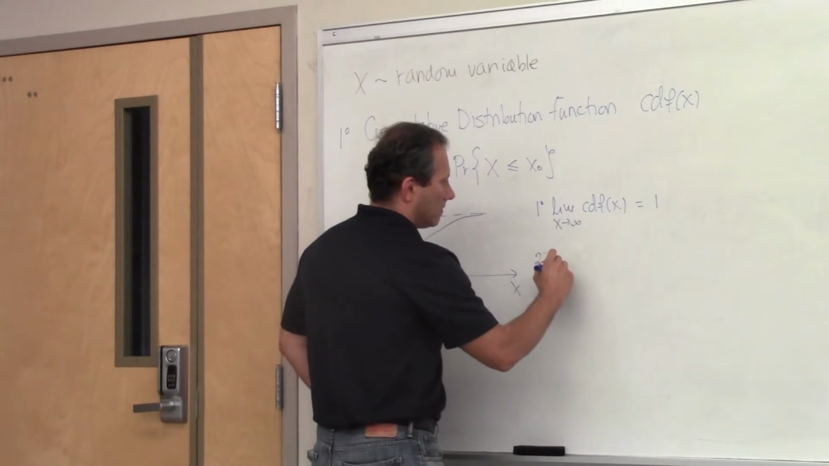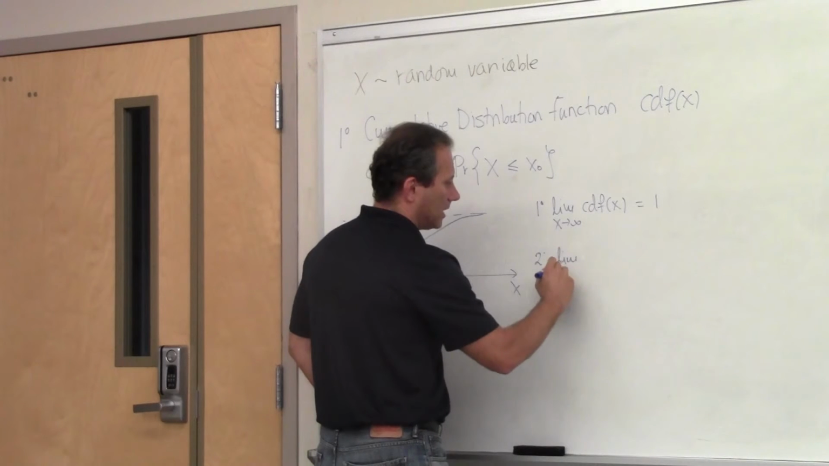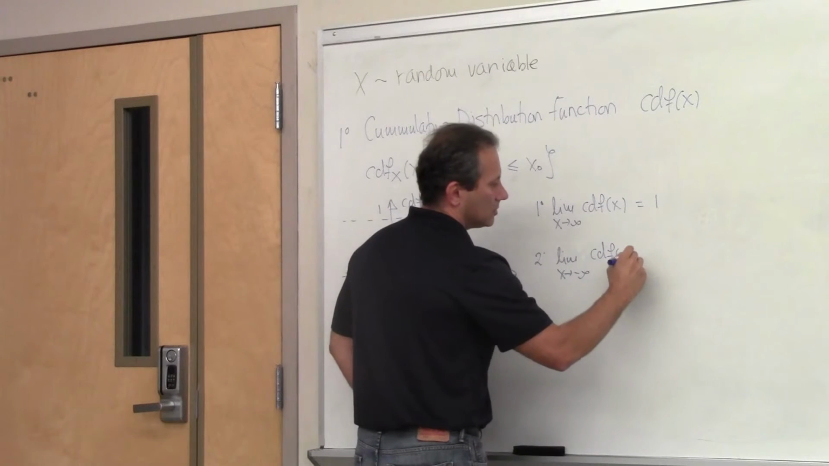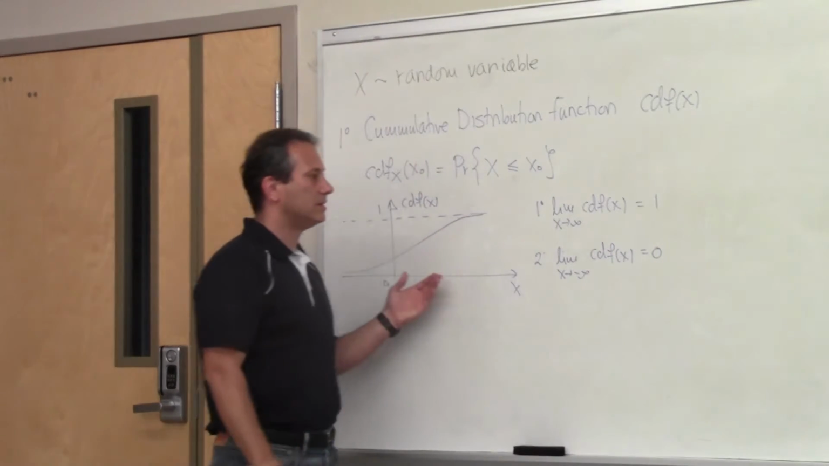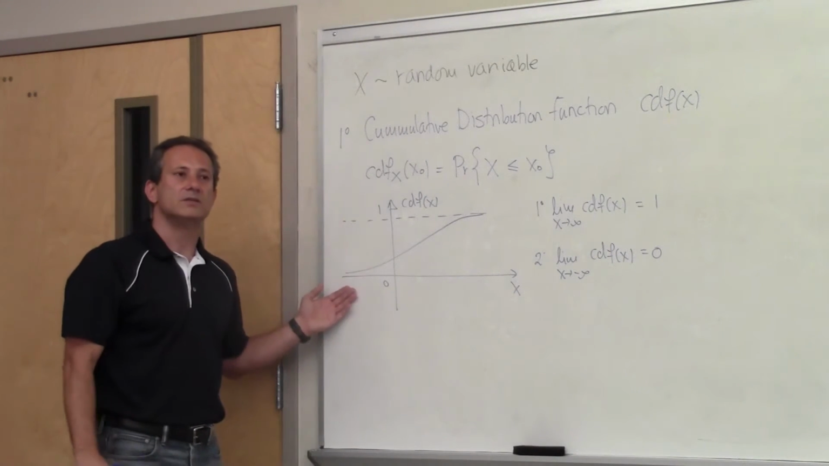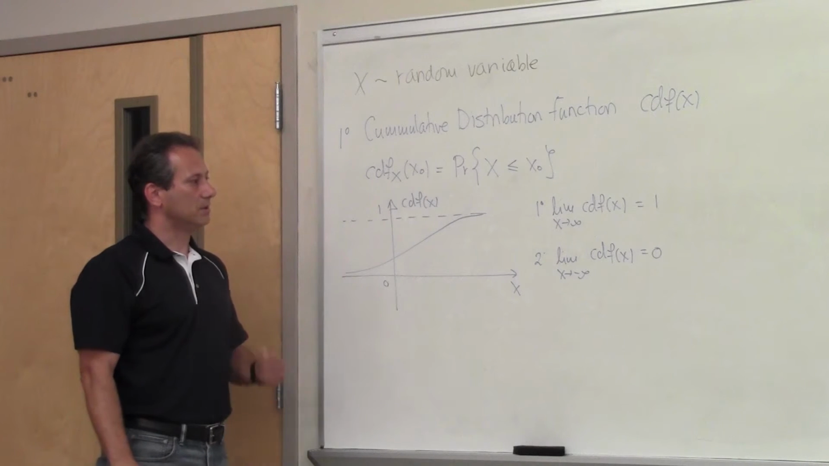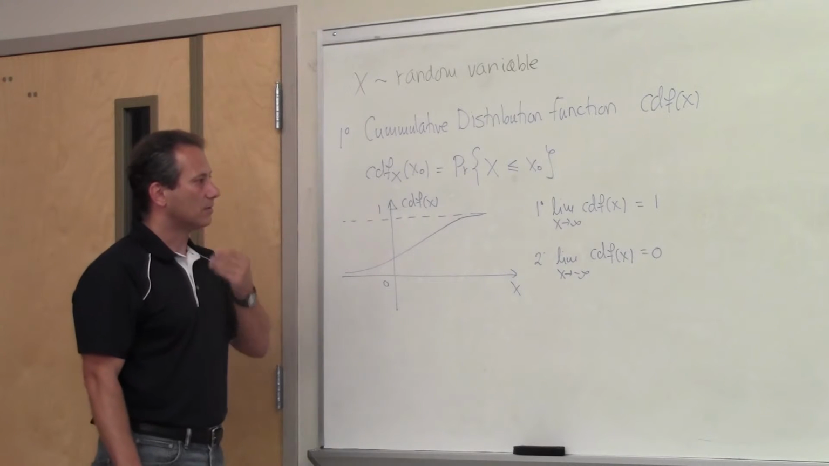Likewise, limit when x goes to minus infinity, CDF of x is going to be equal to 0. Probability that you're going to be smaller than minus infinity is going to be equal to 0.